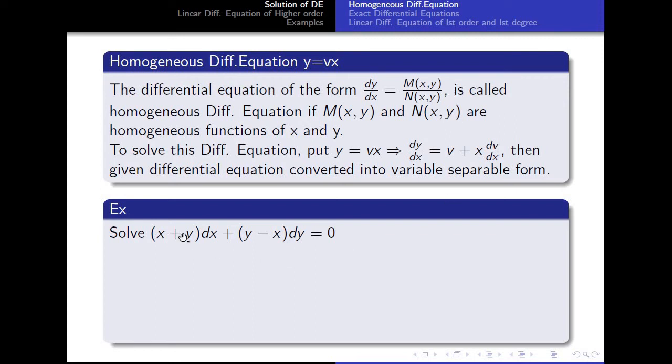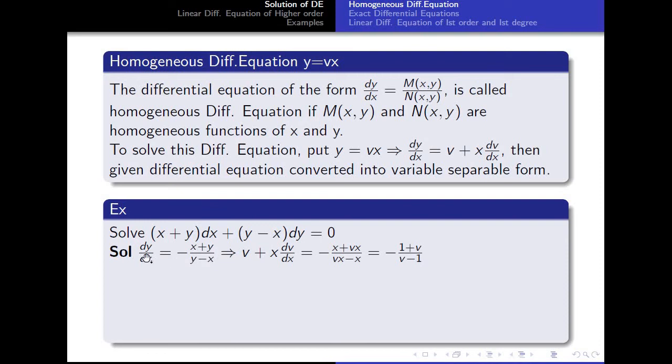Now we will consider this example: (x plus y) dx plus (y minus x) dy equals 0. If we observe the coefficient of dx, which is x plus y, the degree of each term is 1, therefore it is homogeneous of degree 1. The coefficient of dy is again of degree 1, so both coefficients are homogeneous, and you can write dy by dx is equal to minus (x plus y) divided by (y minus x). Now this is a homogeneous differential equation. Here the numerator and denominator are both homogeneous of degree 1.